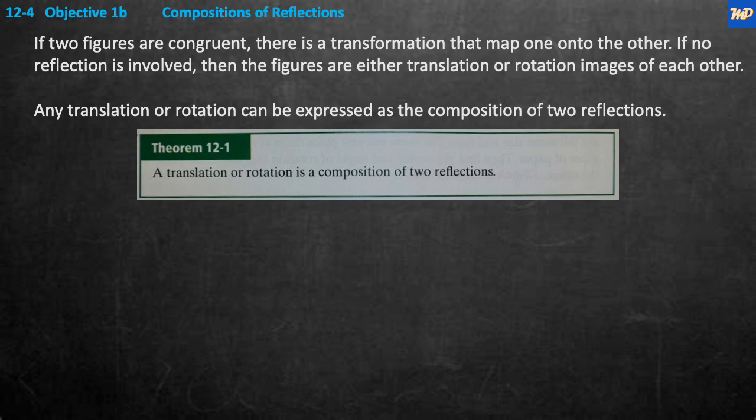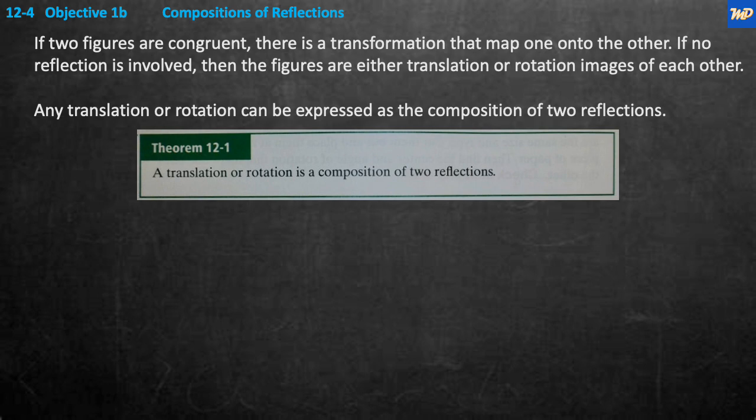Okay, objective 1B, compositions of reflections. This is that second slide I was mentioning earlier that would be showing up in the review of objective 1. It says, if two figures are congruent, there is a transformation that maps one onto the other. If no reflection is involved, then the figures are either a translation or rotation of each other. So if you don't flip them, then they're either being translated or rotated. Any translation or rotation can be expressed as the composition of two reflections. We're going to see that coming up here. It's pretty interesting to see this.